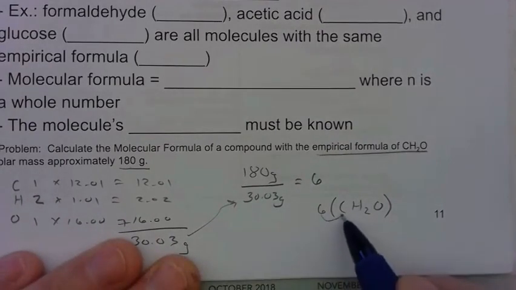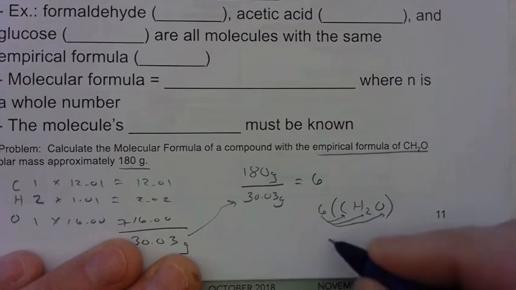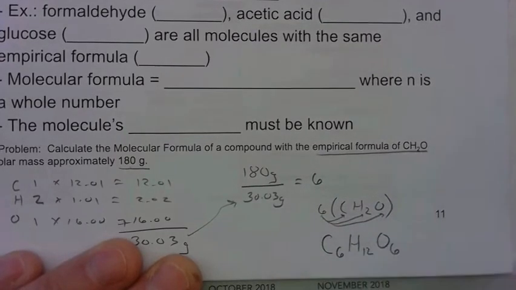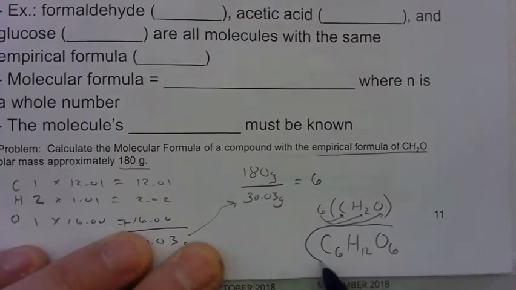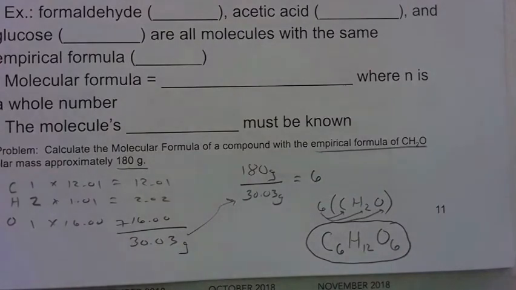So I take the 6 and I multiply and distribute that into each of the subscripts, and I get C6H12O6. And that is the molecular formula of this compound. I hope you found that useful.